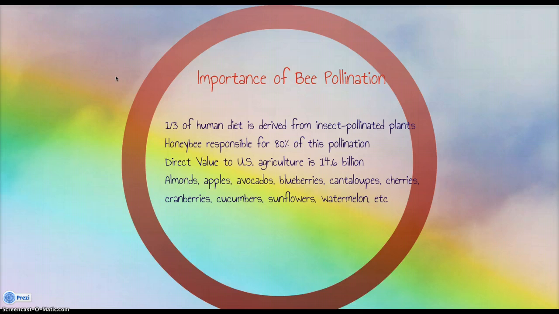1/3 of the human diet is derived from insect-pollinated plants, and the honeybee is responsible for 80% of this pollination. Almonds rely solely on the pollination of bees, and apples, avocados, blueberries, cantaloupes, sunflowers, all those types of fruit are also highly dependent on bee pollination.